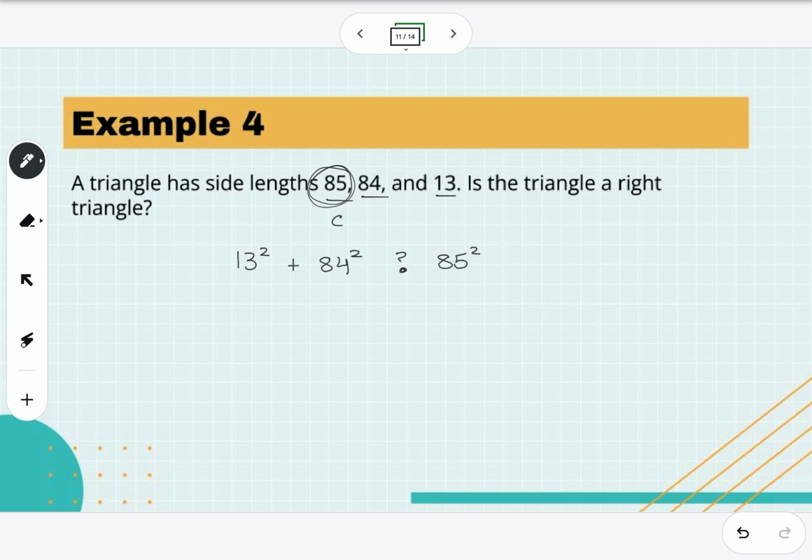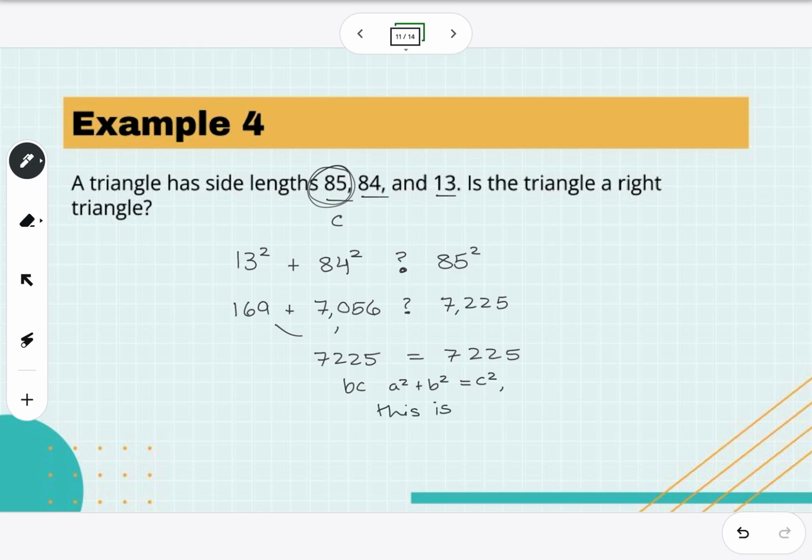So plug these into your calculators. 13 squared is going to give us 169. 84 squared is going to give us 7,056. Once again, I'm just going to leave the question mark. That's what I'm trying to determine. Do they equal each other? 85 squared is 7,225. When I add these two together, I do get 7,225, which equals the other side over there. So because a squared plus b squared equals c squared, this is a right triangle. And that would be your final answer. We are dealing with a right triangle because these numbers work in your Pythagorean theorem.